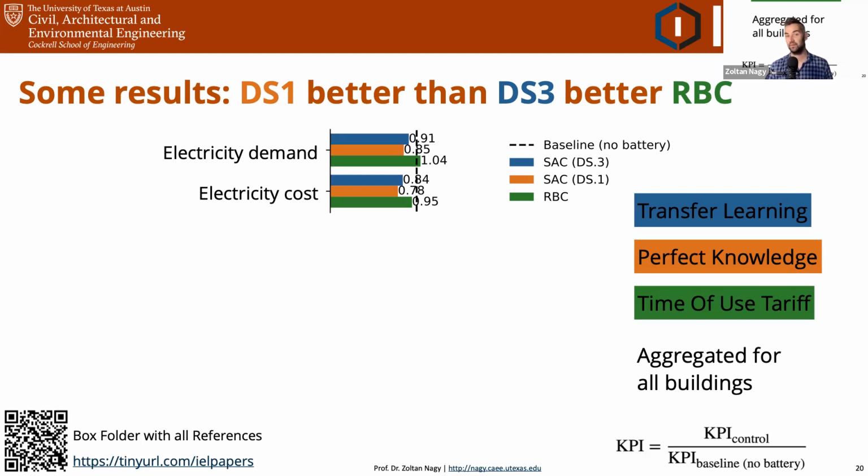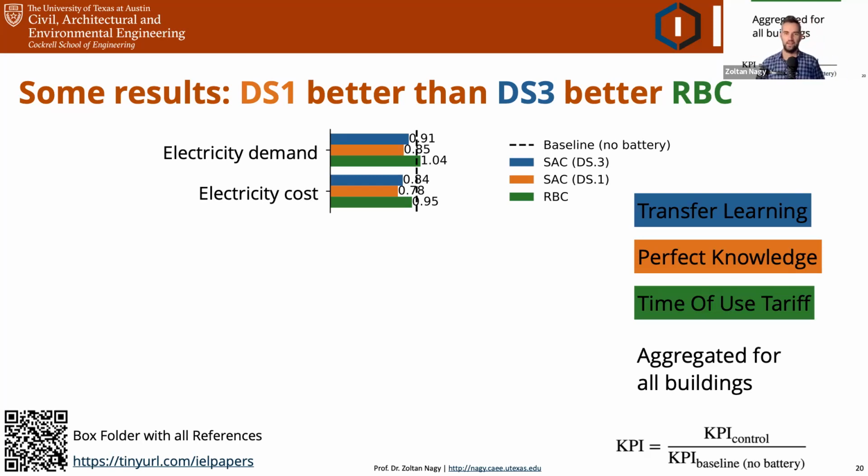For example, the annual electricity demand using this controller went down by 15% compared to if you have no control and no battery, so that's great. And electricity cost down by 20%, which is also great. The blue bar here is transfer learning. So you learn for, I think we used 2 or 3 months on one building, and then we applied that learned agent on all the other buildings. And we did it with every building. The details are in the paper, and this is the average result.